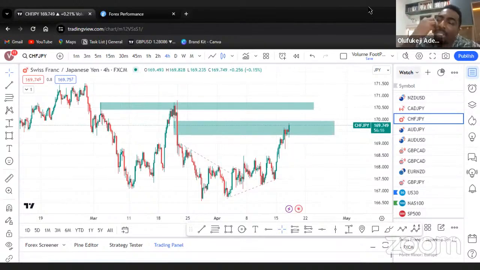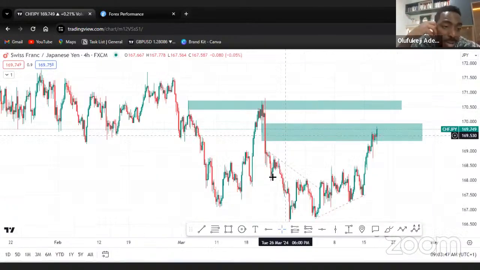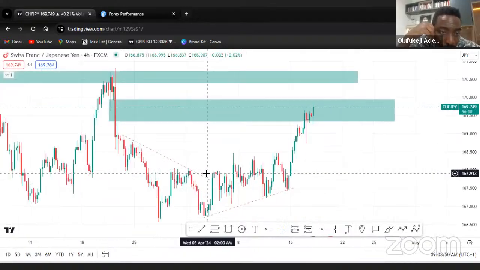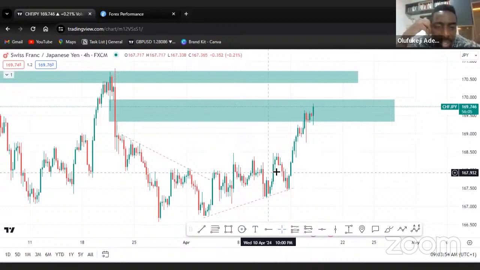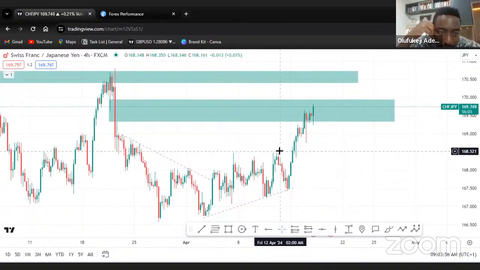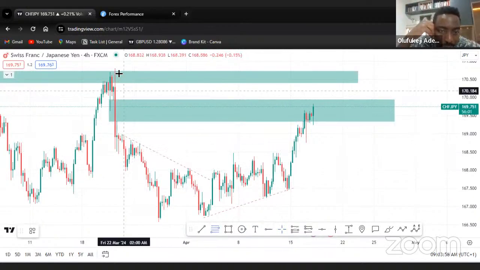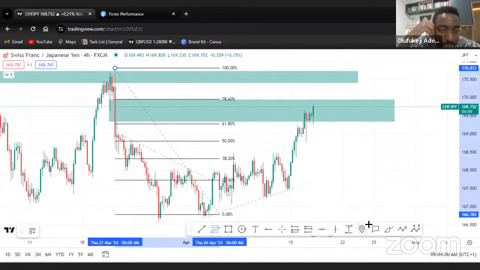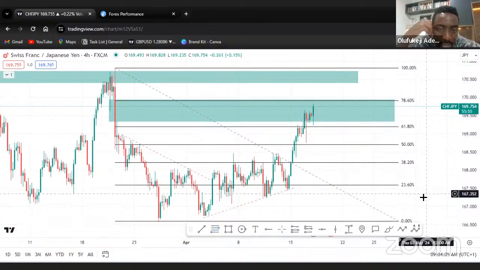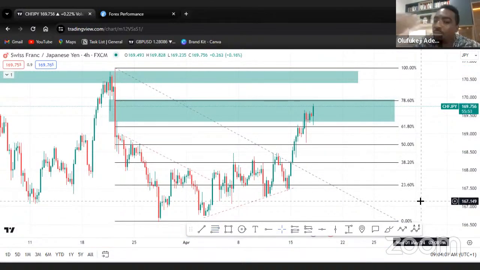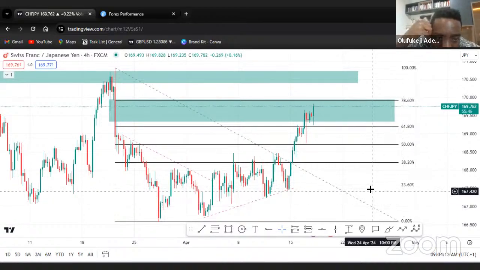And that, of course, is a premium level. If you take that swing that broke structure all the way down, we're now in 61.8 thereabout. Exactly. We're almost touching 78.6. So it's at a premium.